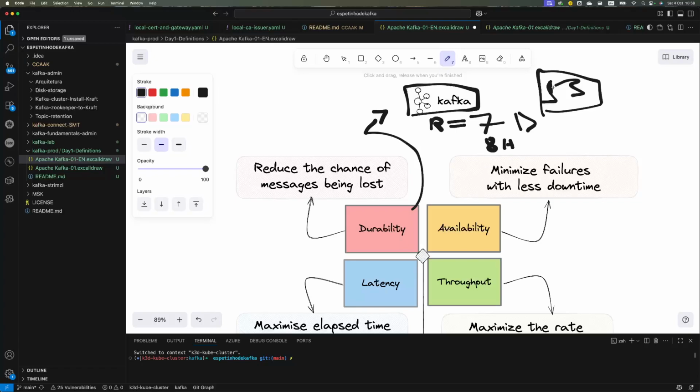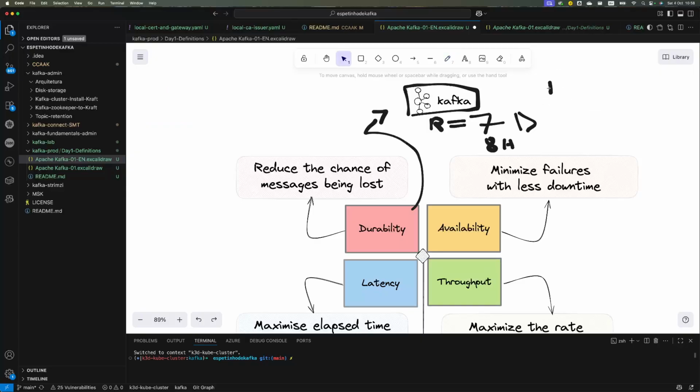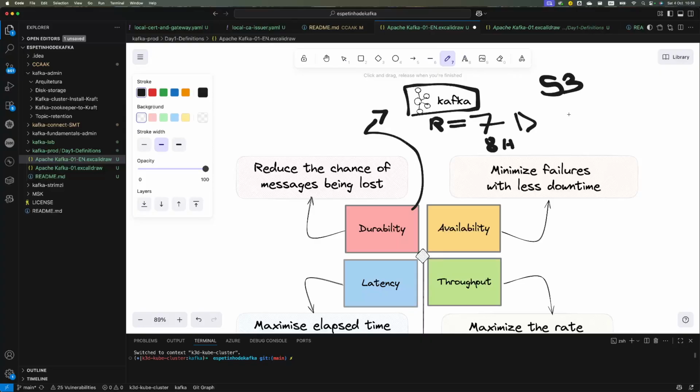Okay, sorry for this. This is very ugly, right? Let me delete this. Let's make this more beautiful. Okay, S3. Now it's better, right?